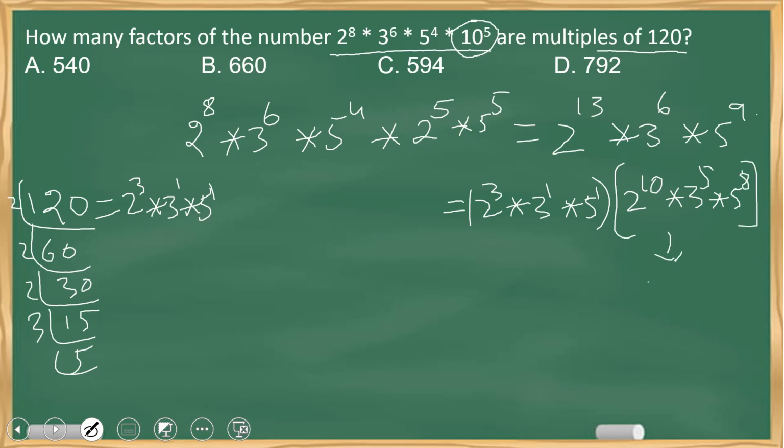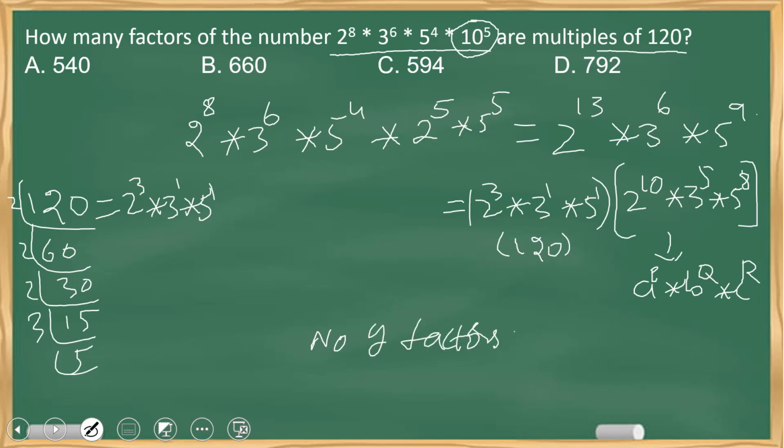Now compare this one with a power p into b power q into c power r. I hope you understand this concept. This is 120. So I have taken 120 common and am finding the number of factors of 2 power 10 into 3 power 5 into 5 power 8. So what is the answer for this? What is the formula for number of factors? P plus 1 into Q plus 1 into R plus 1, that is 11 into 6 into 9. So 9 into 6 how much? 54. 54 into 11 is 594.